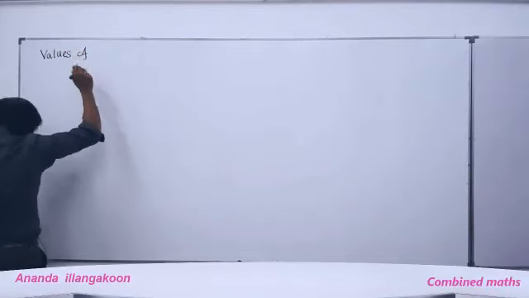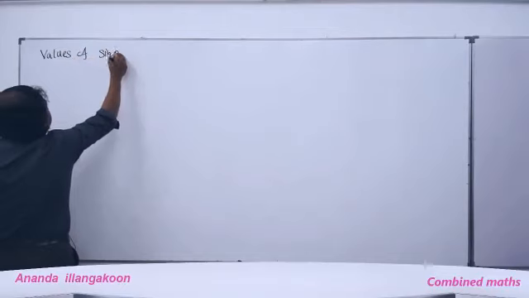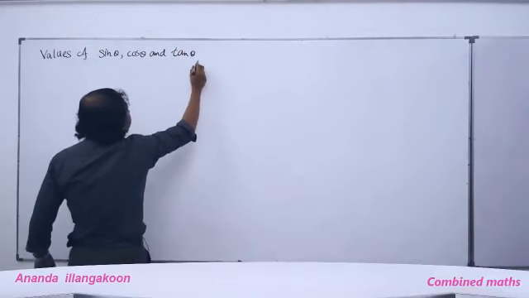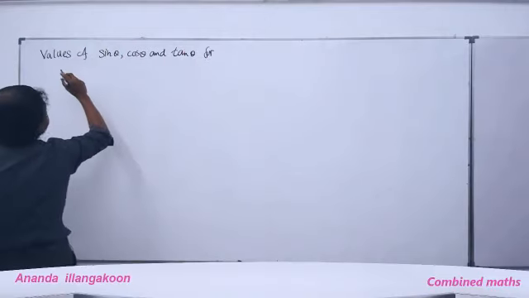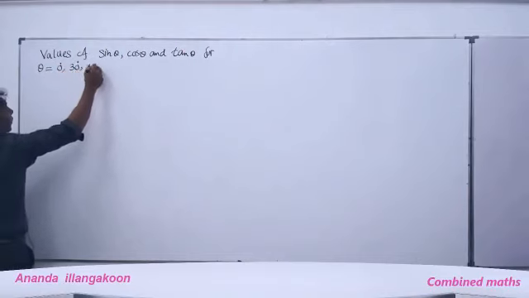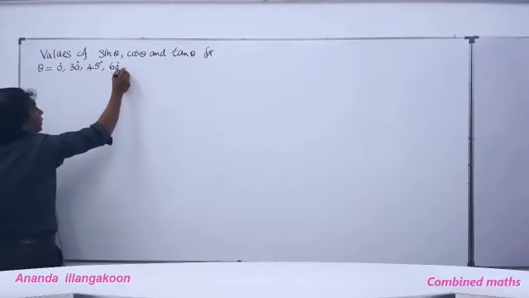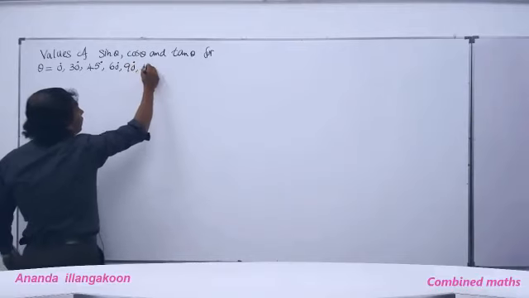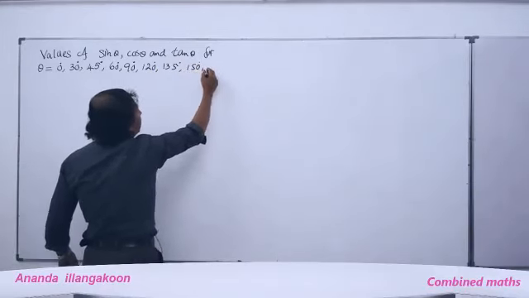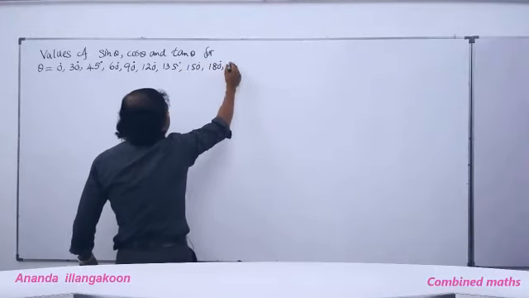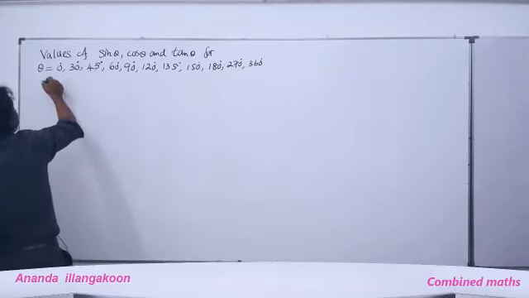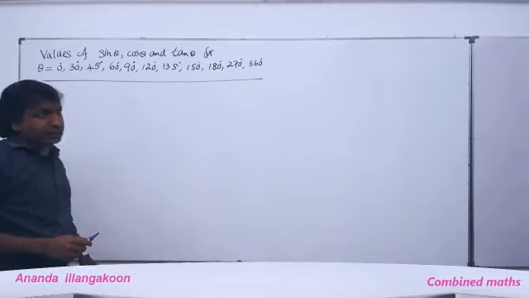Values of sin theta, cos theta, and tan theta for theta equals 0 degree, 30 degree, 45 degree, 60 degree, 90 degree, 120 degree, 135 degree, 150 degree, 180 degree, 270 degree, 360 degrees. Here's the next heading, people.